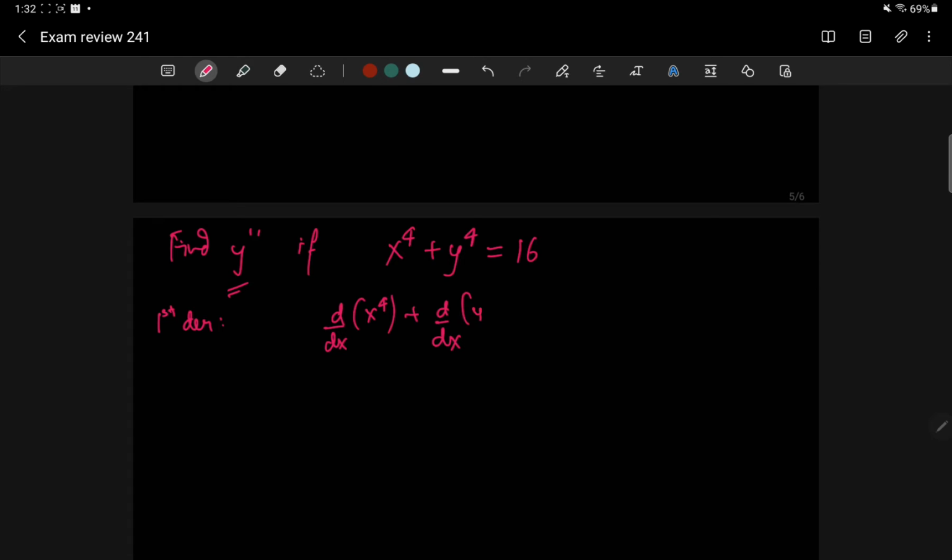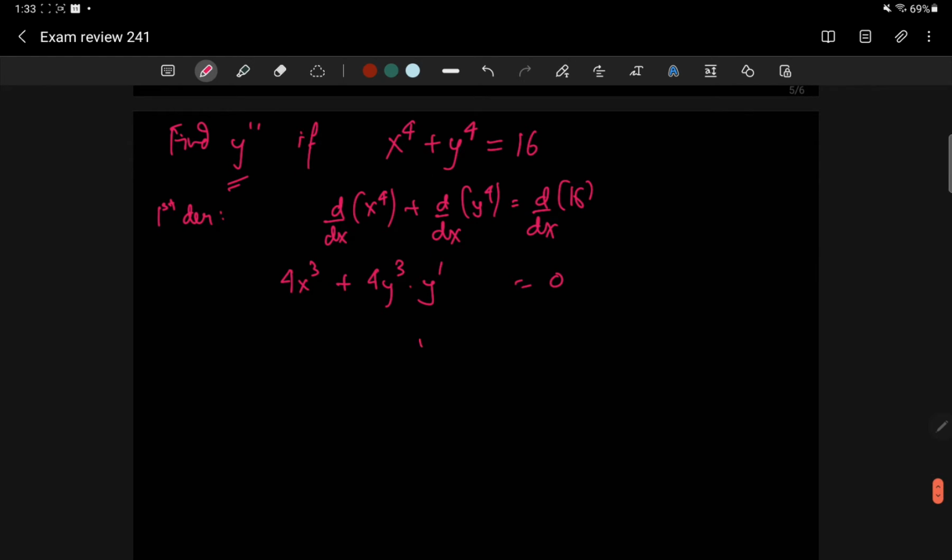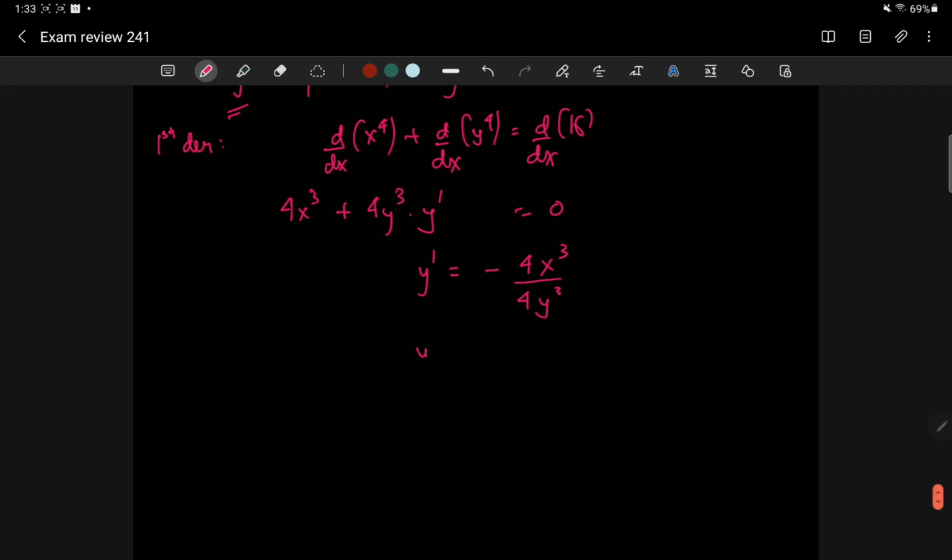d over dx of x to the 4, y to the 4, d over dx of 16. This is 0, this is 4x cubed, this is 4y cubed dy over dx, which I'm going to write as y prime. So what is y prime? It is negative 4x cubed over 4y cubed, or in other words, y prime is negative x cubed over y cubed.